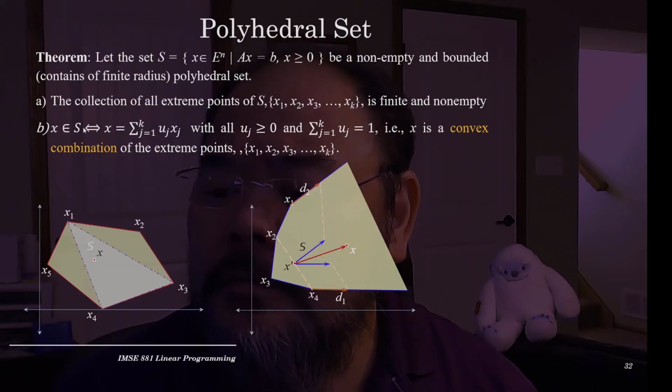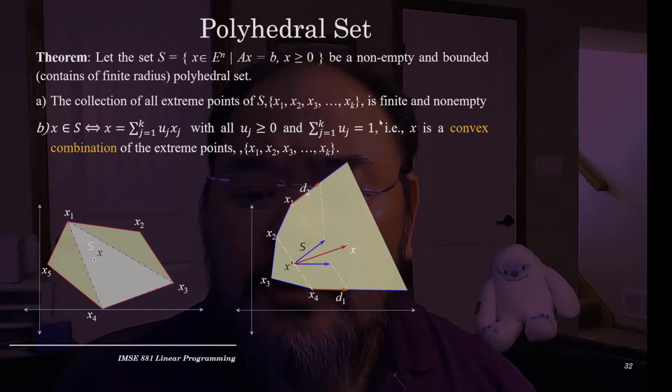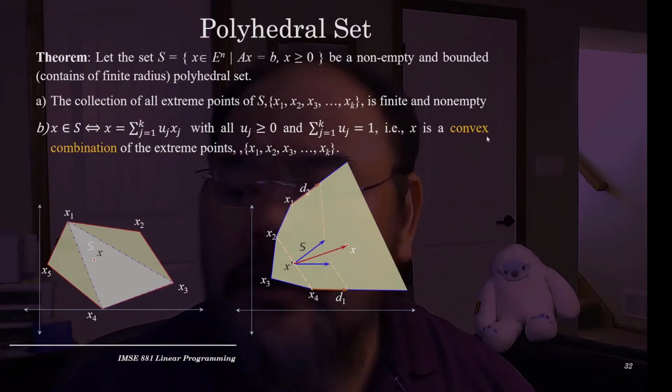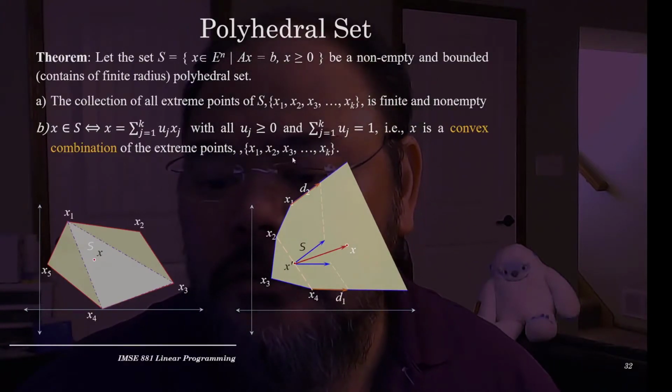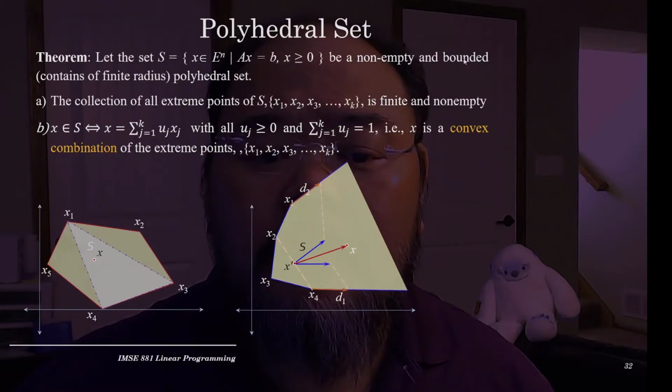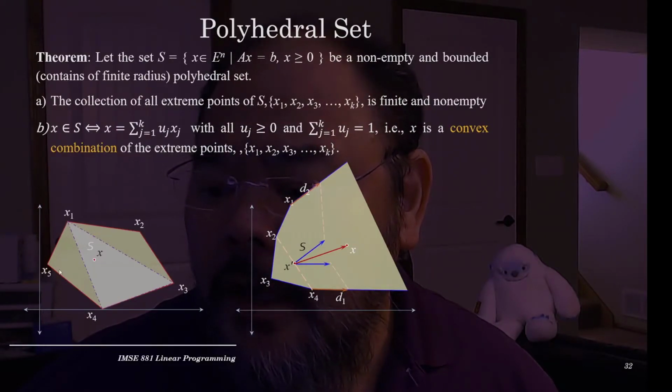X belongs to S if and only if x can be represented as a cone combination of the x's, and also the summation of ui equals 1, which we call a convex combination of all the extreme points. All right, so this is the first part. If the set is closed and bounded, then any point within it can be represented as a convex combination of all the extreme points.